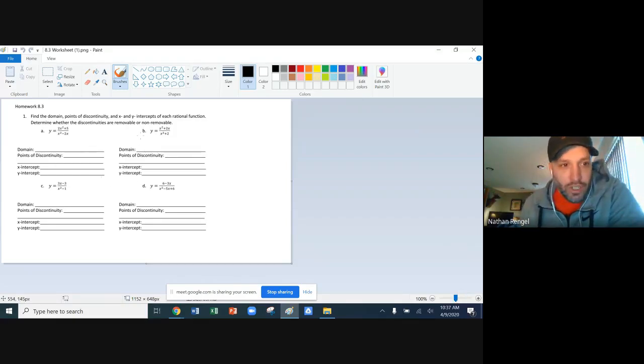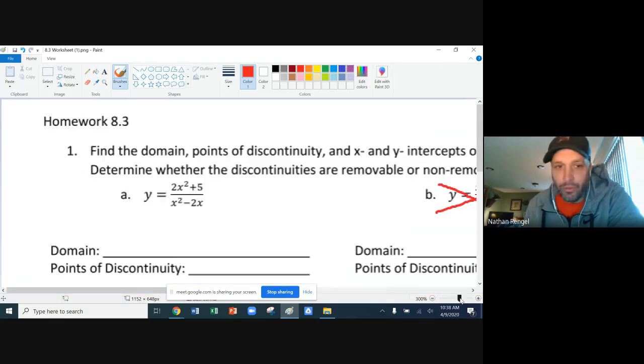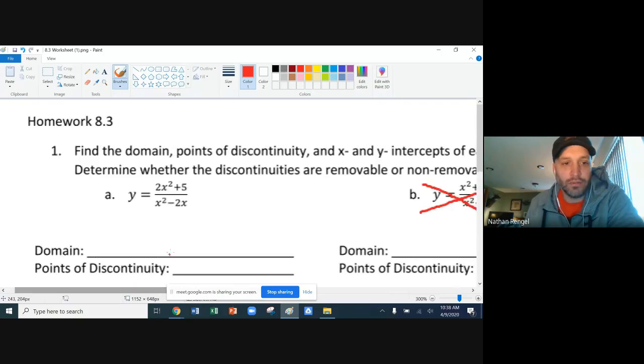So number 1B, we are just going to simply cross this one out. You get asymptotes that are imaginary, which I screwed up, so we are not doing that one, but we'll start with number 1A. Our goal is to connect these points of discontinuity with the domain. In this problem, we're also going to look at x and y intercepts, and I'm going to talk a little bit about whether the asymptotes are removable or non-removable.